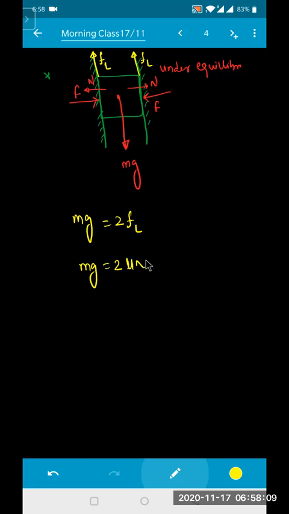FL is equal to μ into N. What is N here? N is F. So mg is equal to 2 into μ into N, which will be equal to F.